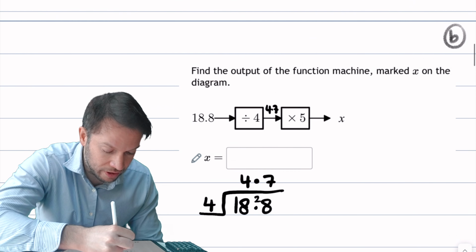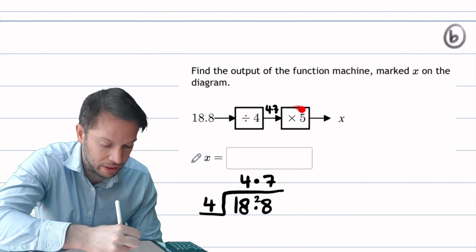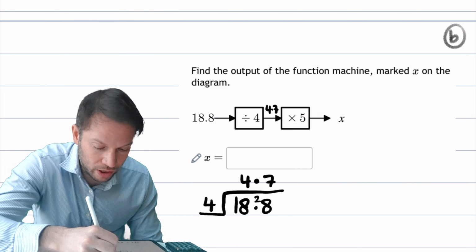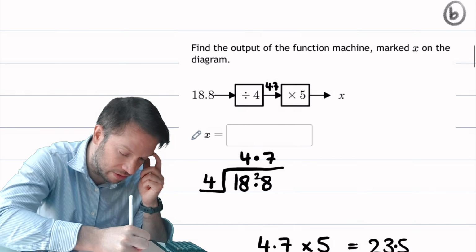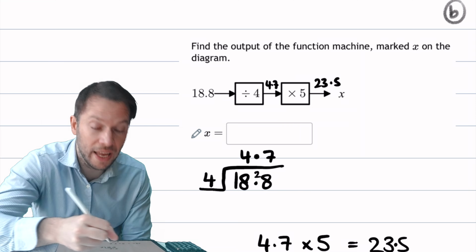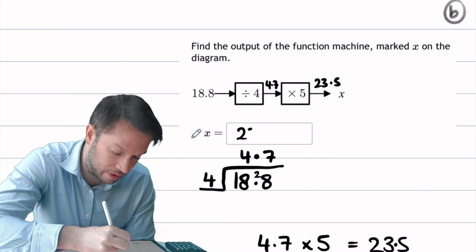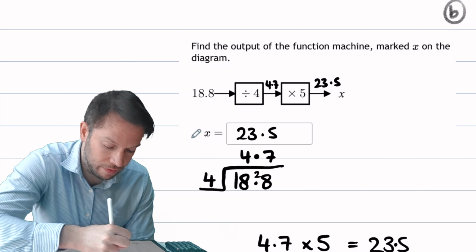So this 4.7 fed into this number machine, it's multiplied by 5. The output, what comes out, is going to be 23.5. And that means X is 23.5. And that is the final answer.